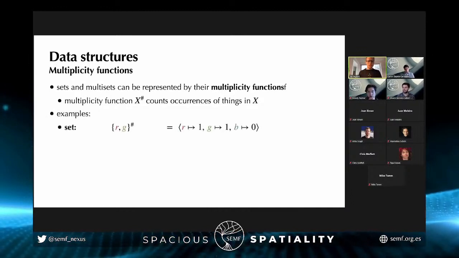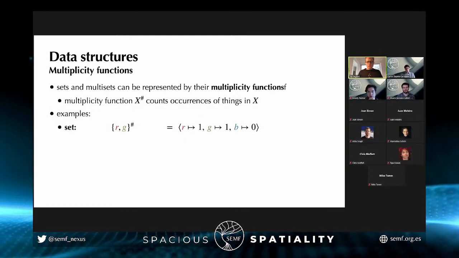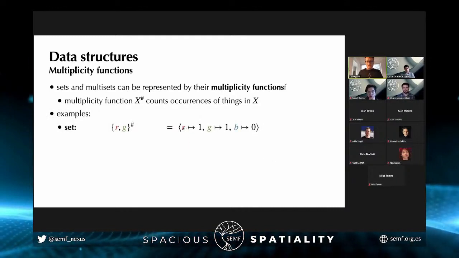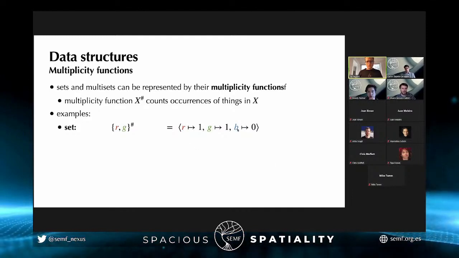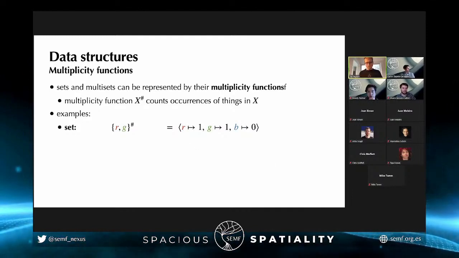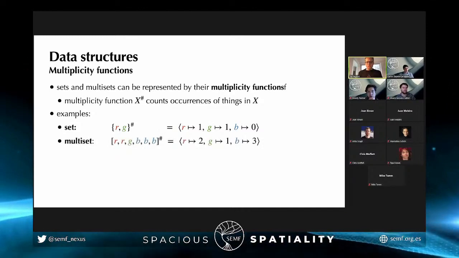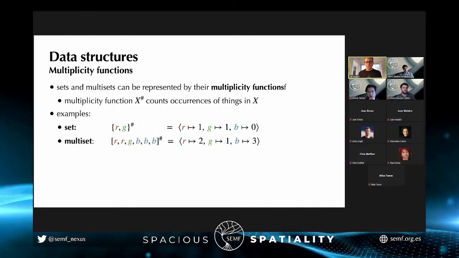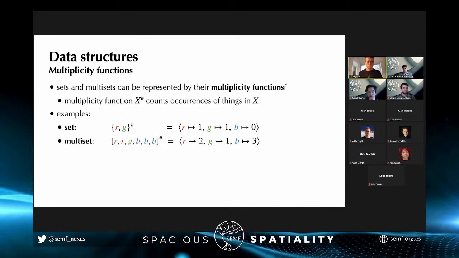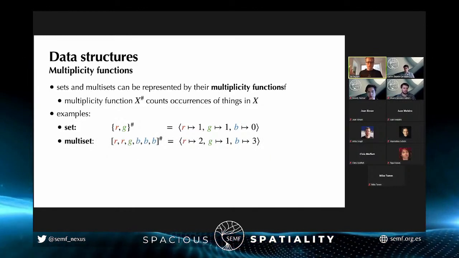So let's look at some examples. If we have the set with R and G in it, then if you ask how many R's do you have, the answer is one. If you ask how many G's do you have, the answer is one. If you ask how many B's do you have, the answer is zero. Similar with the multiset, except now the answers can be not just zero and one, but can be any natural number, because given elements can occur potentially many times.